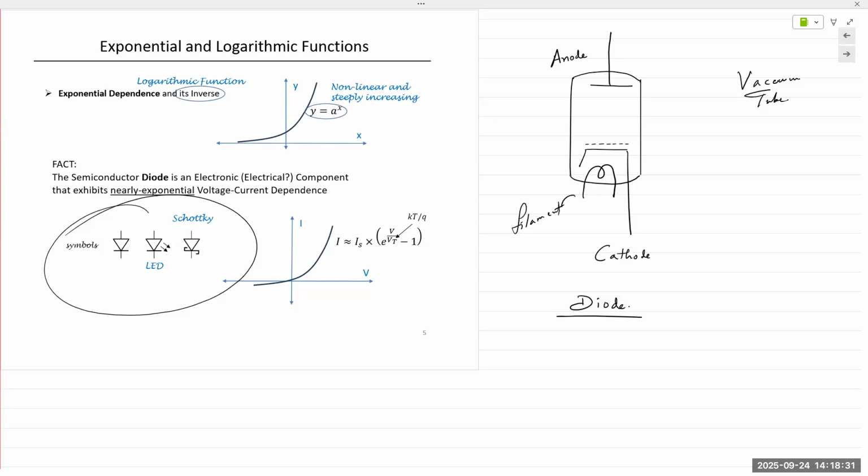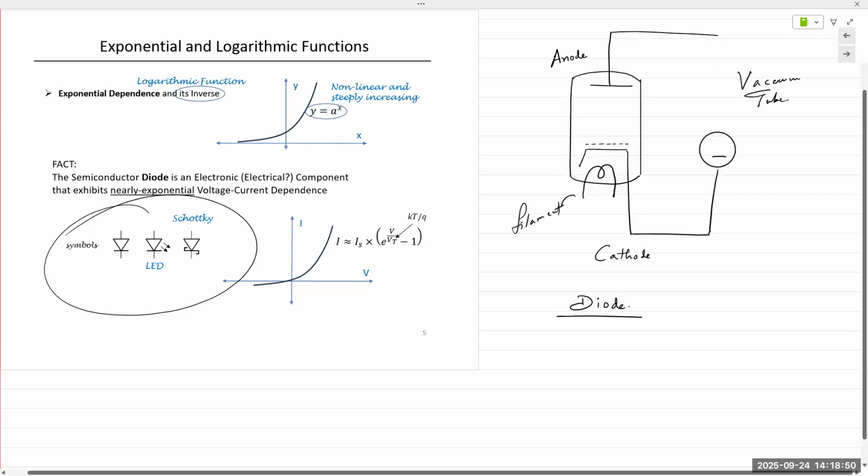What charges do electrons have? Negative, right? So what if you took an external power supply with plus and minus and connected in this way, in this manner? What do you think would happen? Anyone?